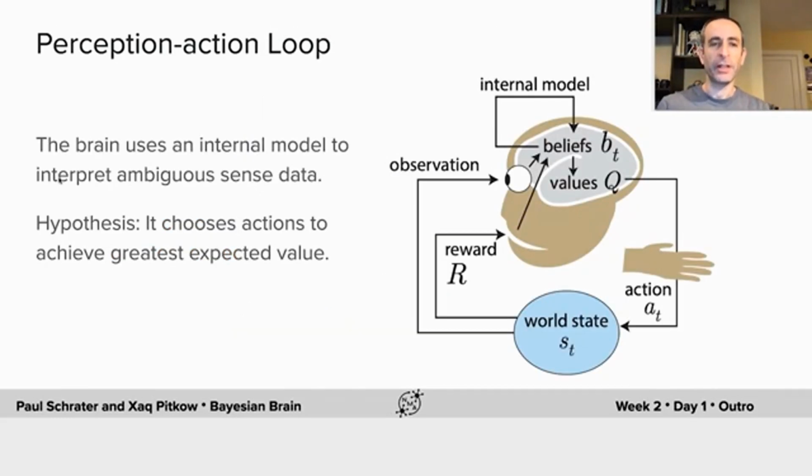Another interesting application is the perception-action loop, whereby animals interact with the world based on their beliefs about the world. The brain has an internal model which helps the animal to interpret ambiguous sensory data, and then the animal chooses what actions to take based on those beliefs. The world state gets influenced by those actions, which then give more observations and hopefully some reward back to the animal. Those observations and rewards go back and update the beliefs, which are influenced by that internal model. And those beliefs have been associated with values which allow the animal to choose which is the best action.